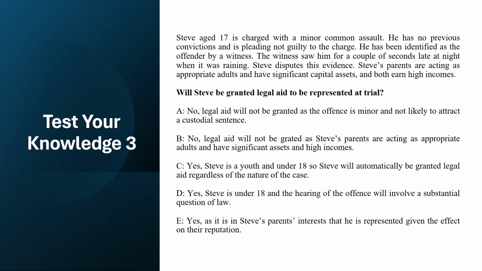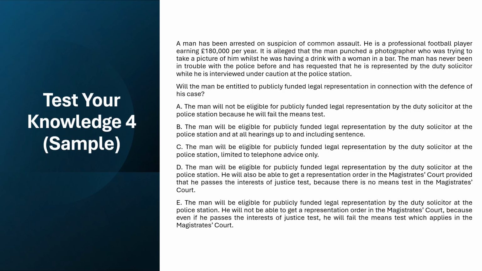5 options. A, no, legal aid will not be granted as the offence is minor and not likely to attract a custodial sentence. B, no, legal aid will not be granted as Steve's parents are acting as appropriate adults and have significant assets and high incomes. C, yes, Steve is a youth and under 18, so Steve will automatically be granted legal aid regardless of the nature of the case. Or is it D, yes, Steve is under 18 and the hearing of the offence will involve a substantial question of law. Or E, yes, as it is in Steve's parents' interest that he is represented given the effect on their reputation. Then you have test your knowledge 4.